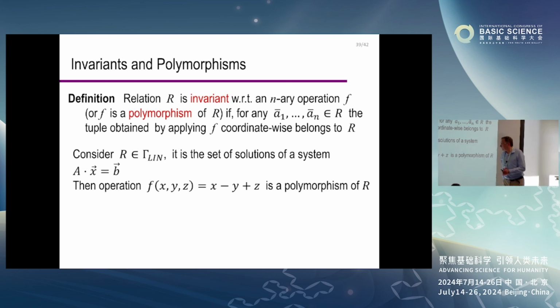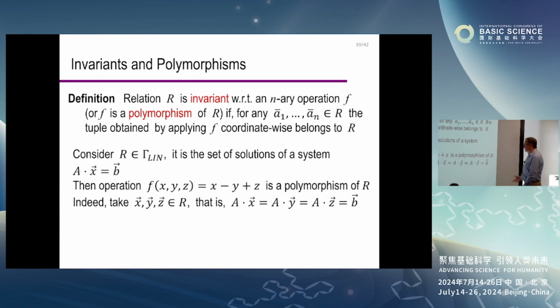What should I do? I should do the following. It has 3 inputs, x, y, z, so I need to take 3 tuples x, y, and z from the relation. What does it mean they belong to the relation? The relation is defined using this system of linear equations, so they have to be solutions of this system. A times x, A times y, A times z have to give me b, all of them. Now, I apply the function to those 3 tuples.